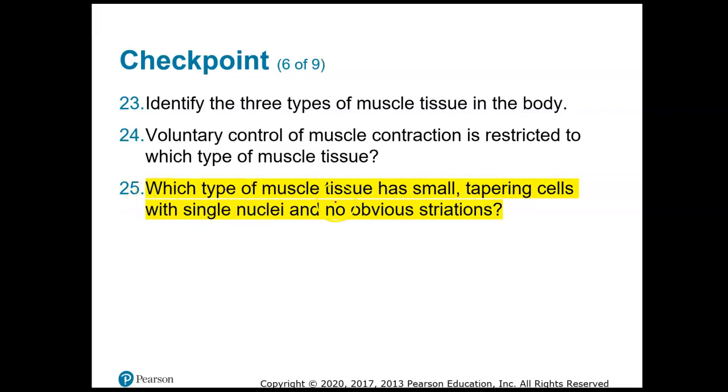It's funny that I just went over that. Which type of muscle tissue has small tapering cells with a single nucleus per cell and no striations? And that is going to be smooth. S-M-O-O-T-H.